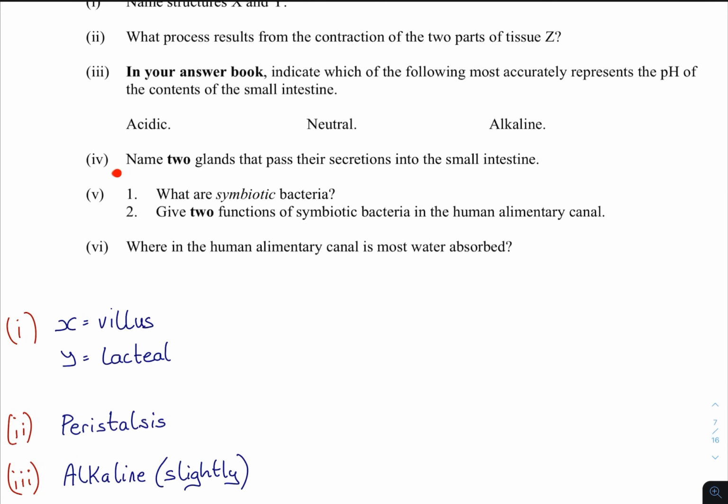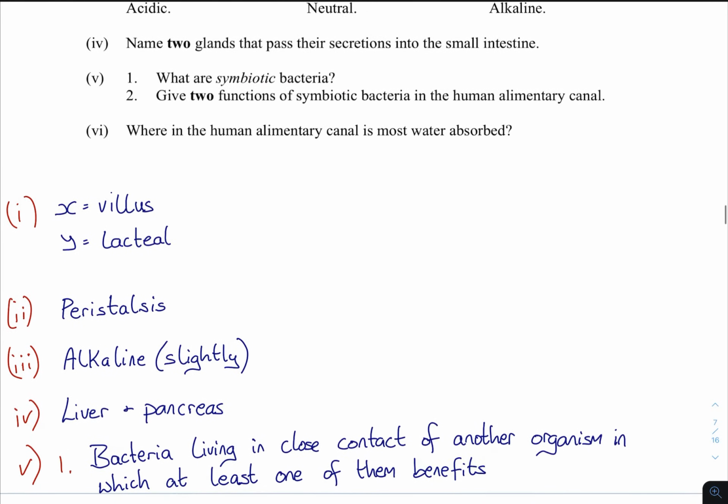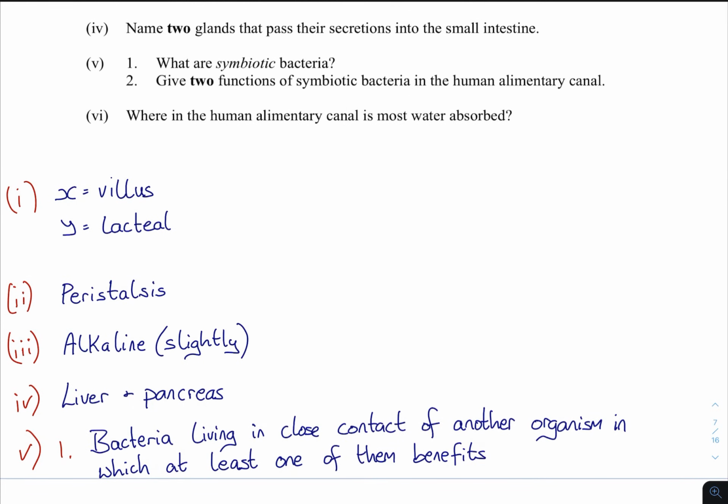IV. Name two glands that pass the secretions into the small intestines. So that's the liver and the pancreas, which we have here. You can see there's a repeat question here. What are symbiotic bacteria and two functions of it? So I didn't really define what symbiotic bacteria was in the last one, but we did state the functions. So bacteria living in close contact of another organism in which at least one of them benefits. And in this case, in fact, both of them benefit, the human and the bacteria. The human gets vitamins, and bacteria gets food.